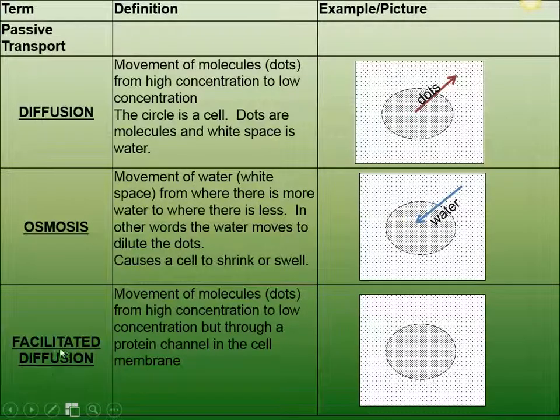Then you have facilitated diffusion, which is going to be the movement of those molecules from high to low concentration, but it's only possible with the help of a protein channel, right? So just like that very first picture we looked at, it's going to be maybe some kind of protein gate here that's going to allow these dots to leave the cell, right? So here's the protein channel. Because there's more dots on the inside, these dots are going to leave the cell.